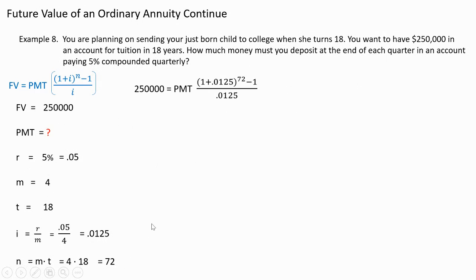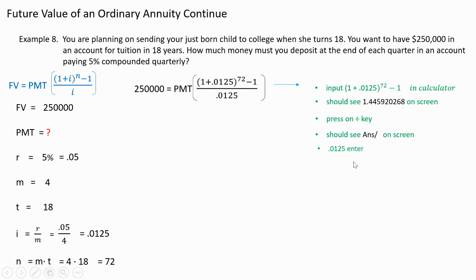So let's plug everything in the calculator. You see here, guys, we're looking for the payment. Again, I'm going to show you how to use the inverse key, because it will be much easier. You're first going to input what's here on the numerator. After you do that, you should see 1.445920268 on the screen. Then we're going to press divide, because we're going to divide it by 0.0125. When you do that, this is what you should see on your screen.